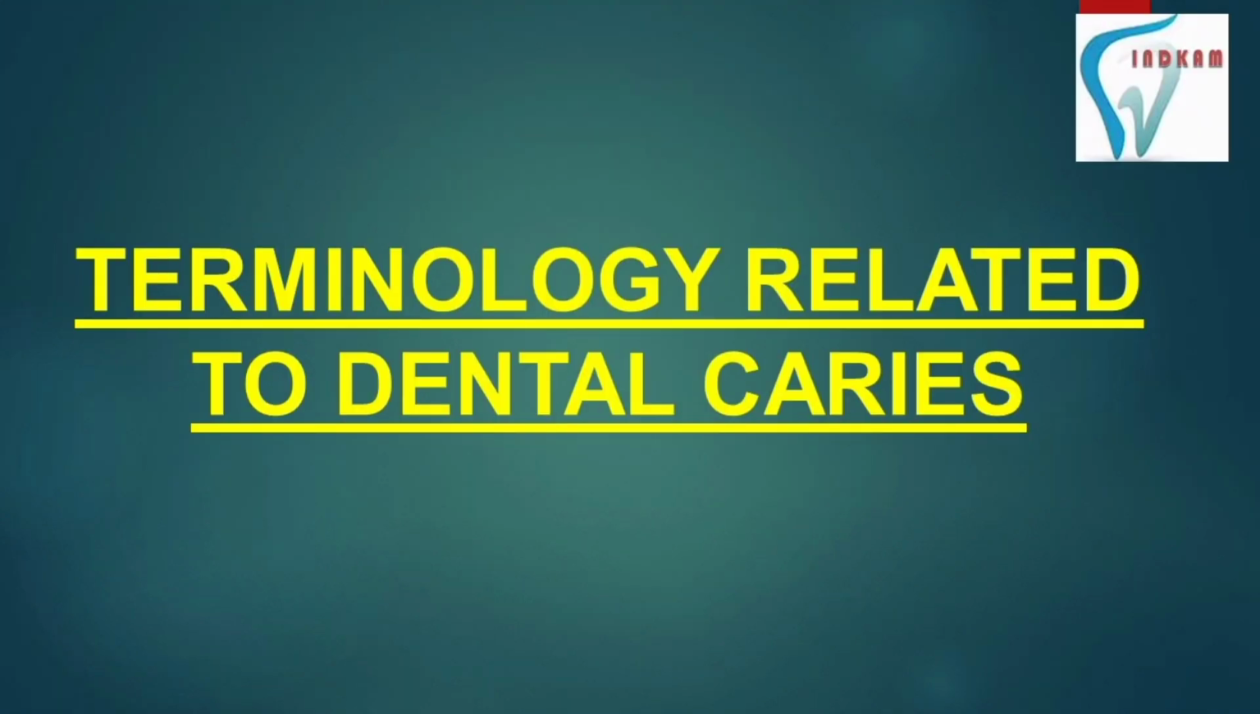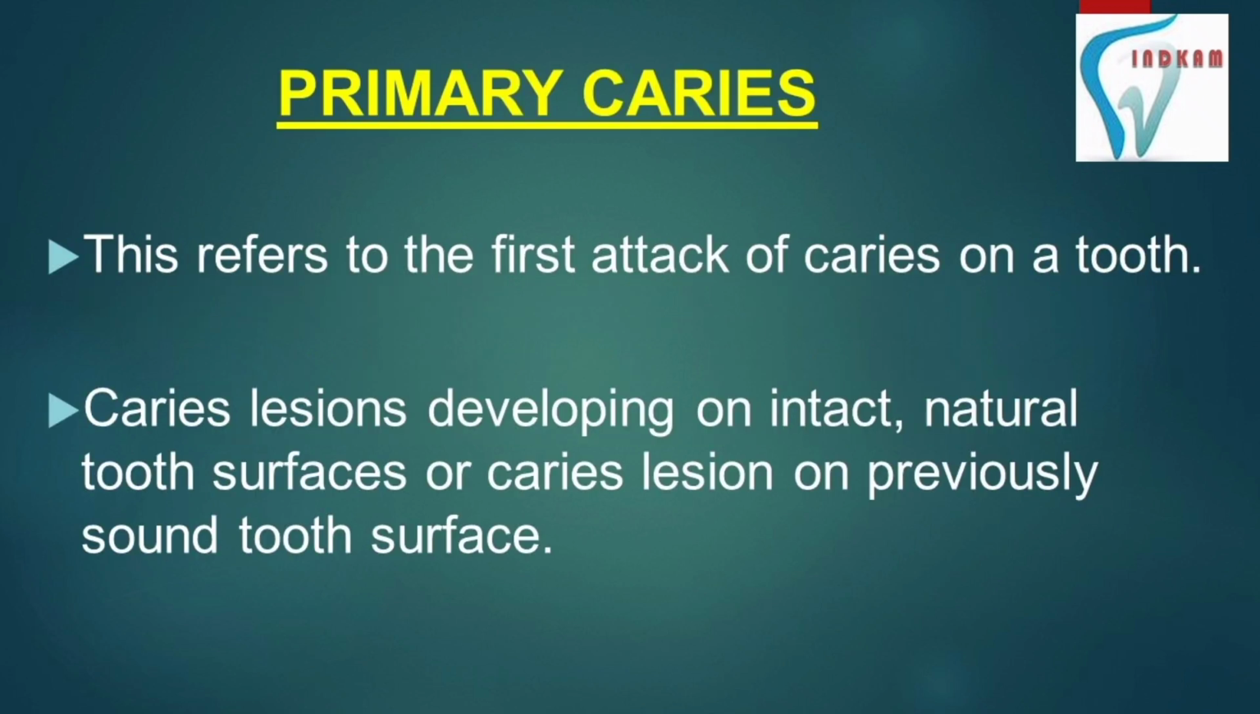Friends, today we are going to learn about some of the common terminologies which are used for dental caries in operative dentistry. Primary caries. Primary means first ever. The first attack of caries on a tooth is known as primary caries. We can also say in this condition, caries lesion develops on an intact natural tooth surface or caries lesion on previously sound tooth surface. That means the tooth should be sound. We can also say it is the first ever encounter of the tooth to caries lesion.